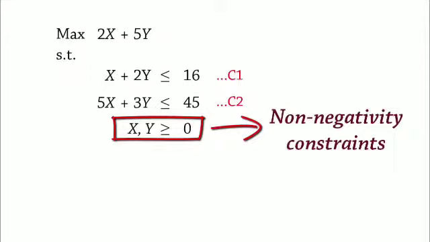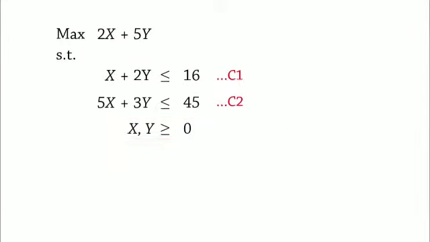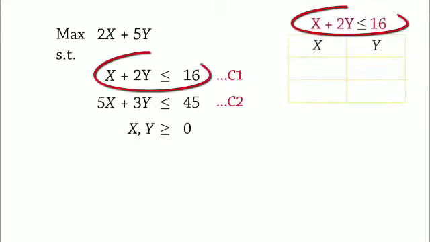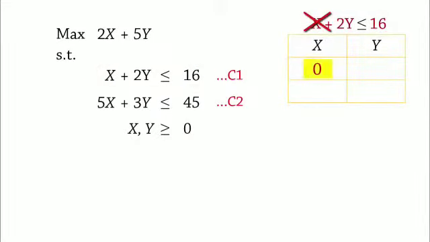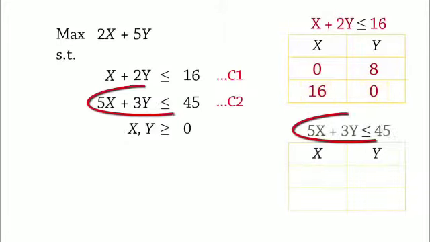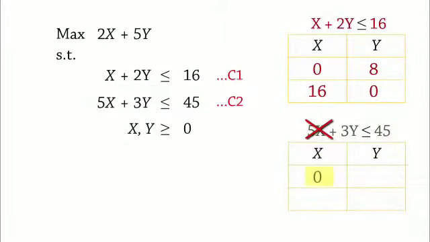To solve the model graphically, we begin by finding points that satisfy the constraint lines. For the first constraint, when x equals 0, y equals 8, and when y equals 0, x equals 16. For the second constraint, when x equals 0, y equals 15, and when y equals 0, x equals 9.